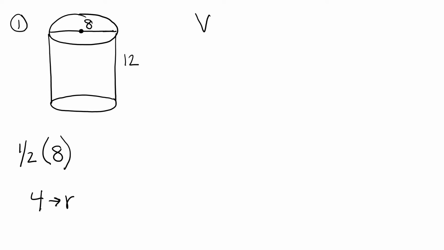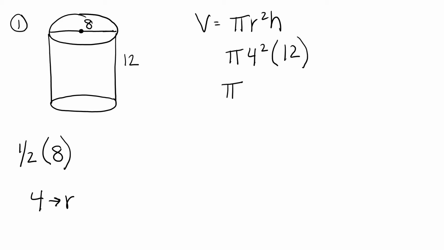We're going to use that value in our equation, pi r squared h, using our radius that we found, 4, and our height, 12. Solve the exponents first. 4 squared, 4 times 4, is 16. Multiply the 16 times the height 12 to get 192. And then we're going to multiply by pi.